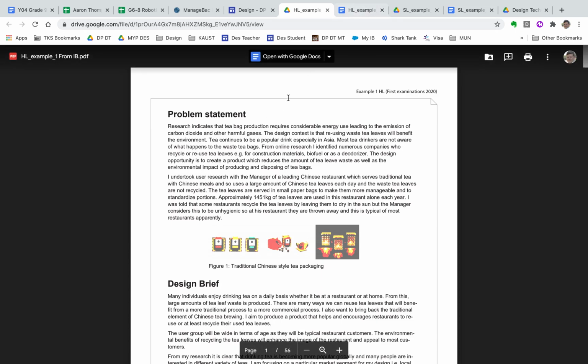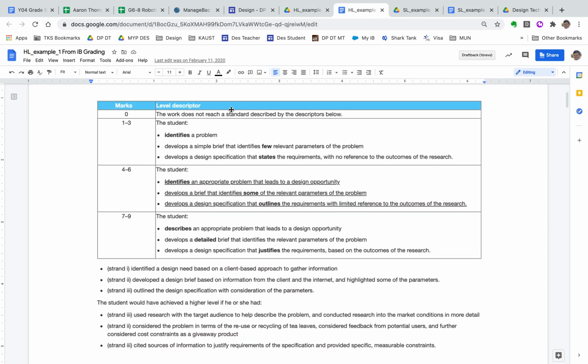And let's look at how they scored specifically on strand A1. So on strand A1, did they identify an appropriate problem that leads to a design opportunity? Are they describing an appropriate design problem that leads to a design opportunity? So we can see that they scored in the 4 through 6 band, and that they identified a design need based on the client-based approach to gathering information. So essentially they've identified this. What they haven't done is used user research and target audience to help describe the problem.